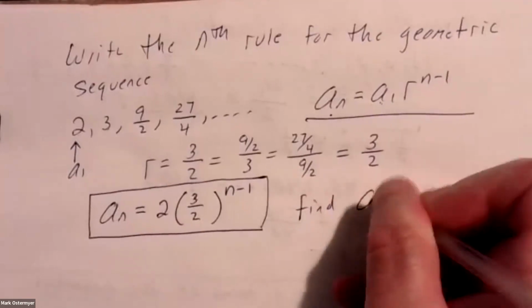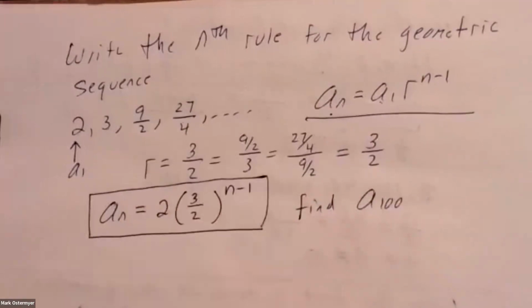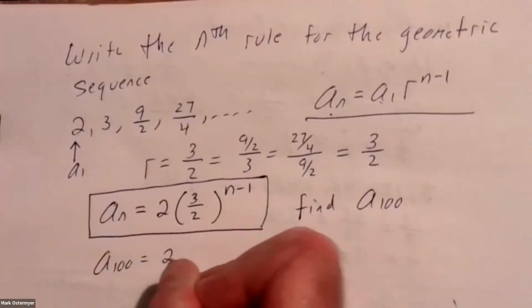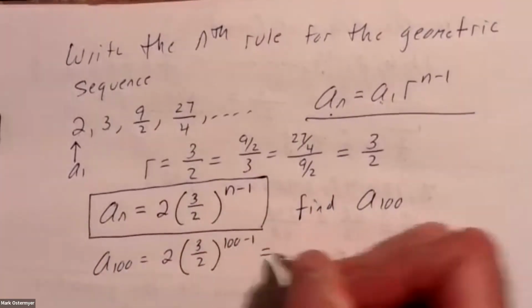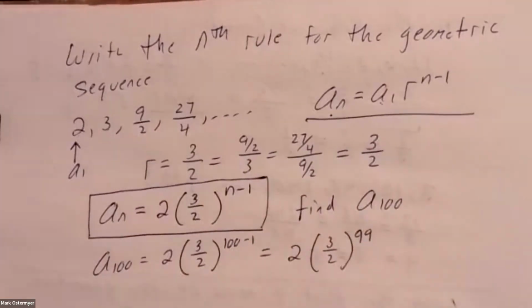Suppose that we wanted to find the 100th term for this geometric sequence, which is way out here. Well, we could use our nth rule here. So the 100th term would be equal to 2 times 3 halves raised to the 100 minus 1 power, which is 2 times 3 halves raised to the 99th power. Now you get on your calculator and see if we can dial this up. I would like my final answer to be a fraction, so I may have to hit my math button and select the frac function.